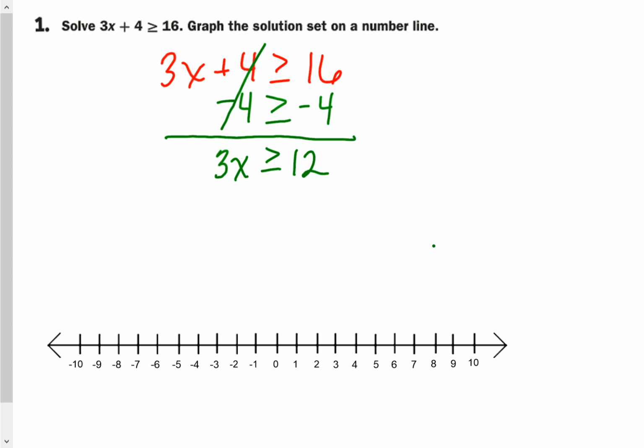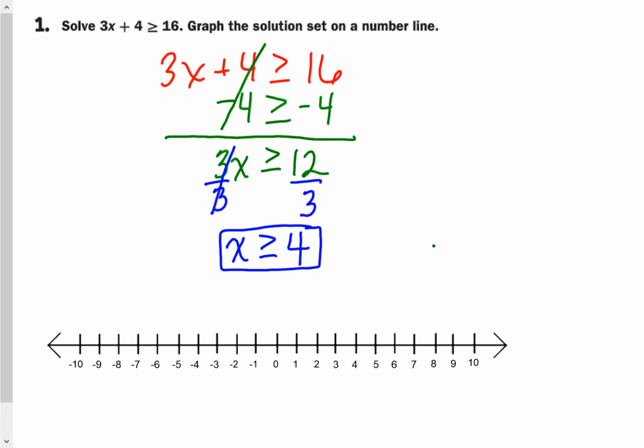At this point our variable x is being multiplied by 3. So to undo multiplying by 3, we're going to divide by 3 on both sides of the inequality. 3 divided by 3 is 1. So we're left with x is greater than or equal to 4. So this is our solution, and feel free to check it before moving on.